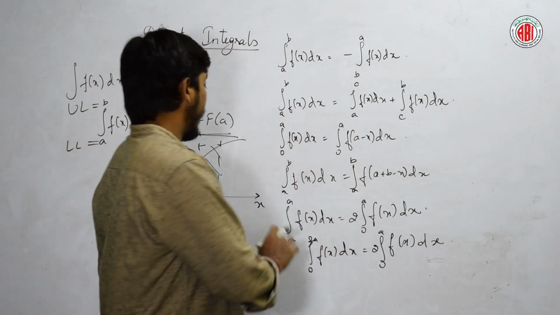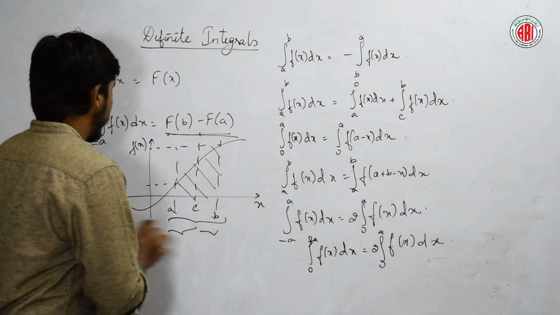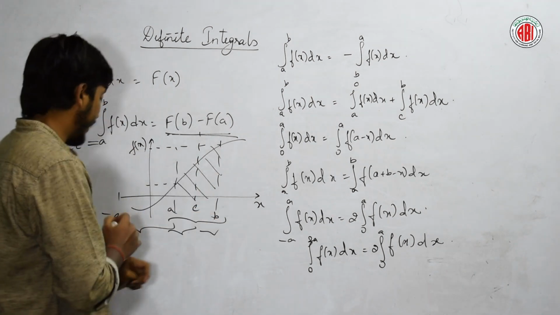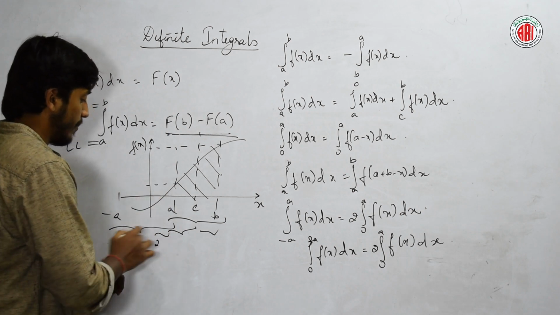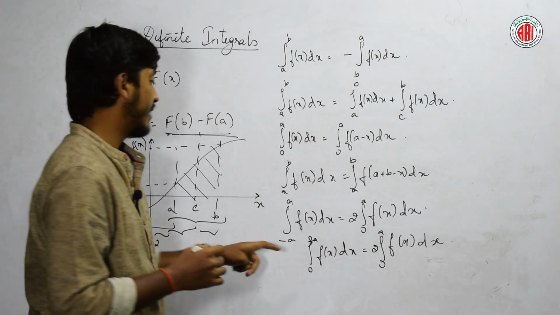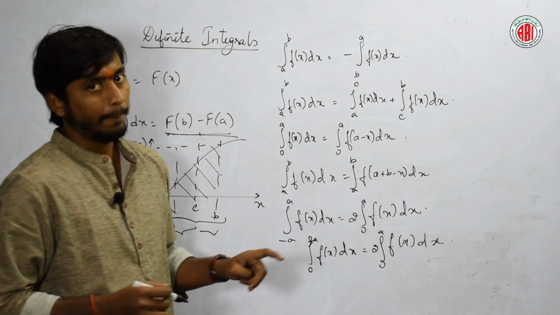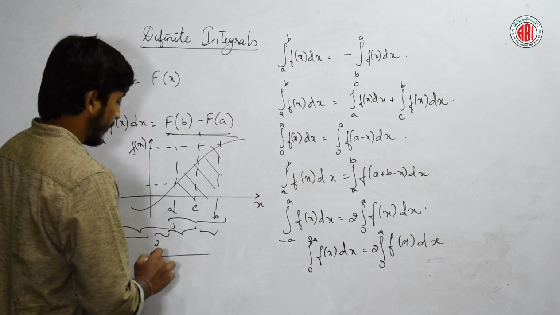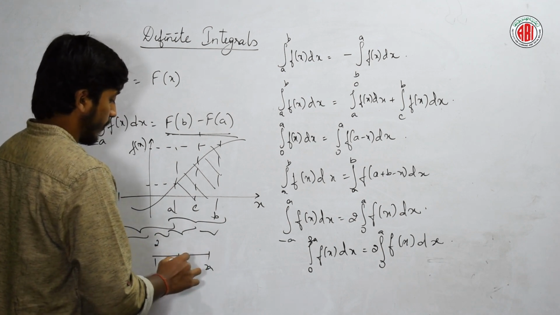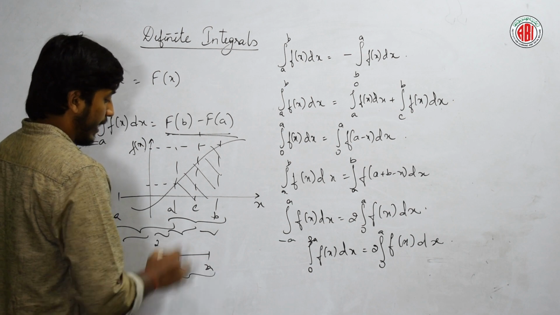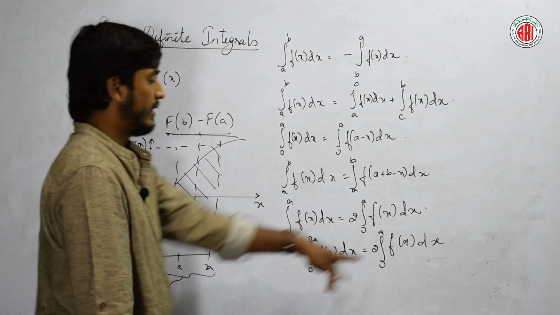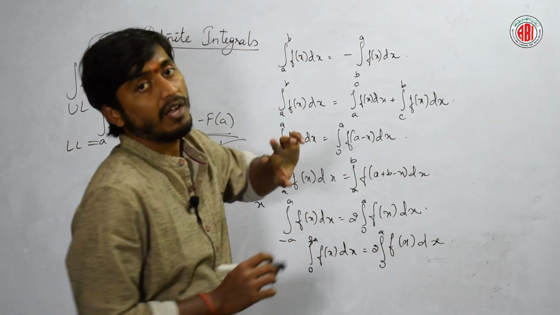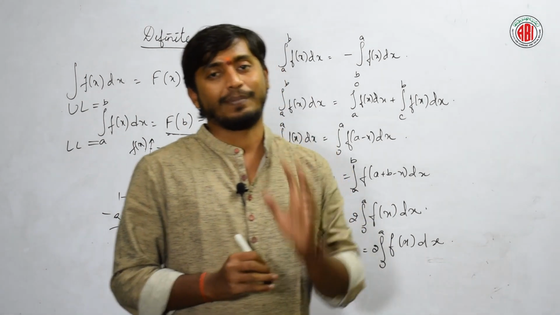Clear? Next, if my function is from minus a to plus a, I can divide it and write it as double of 0 to a, because this and this both are the same. Next, if I have 0 to 2a, it can be written as double of 0 to a, the same. Is it clear? These are the basic formulas which we are going to use in this chapter.